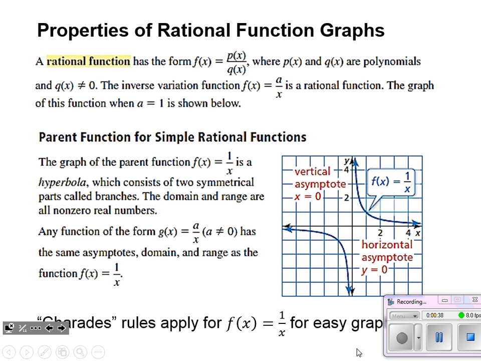A rational function has the form where our f of x, the function itself, equals what looks like a fraction of two other functions. So our numerator is its own polynomial, and the denominator is its own polynomial as well. Okay, the inverse variation function, that's what we talked about yesterday in 7.1, it's the basic rational function, and it takes the form of y equals something over x.